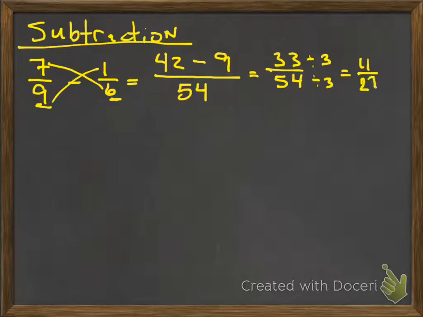Goodness, Mr. Patch, what is wrong with you? Okay, so it's 11 over 27, which cannot be reduced because 11 is a prime number. So that is my simplified answer, 11 over 27.